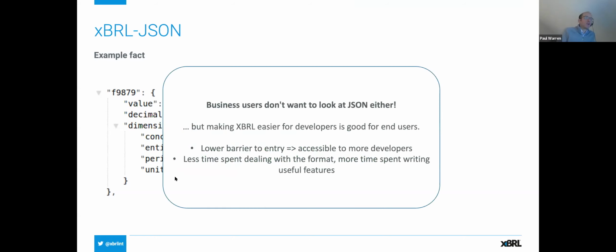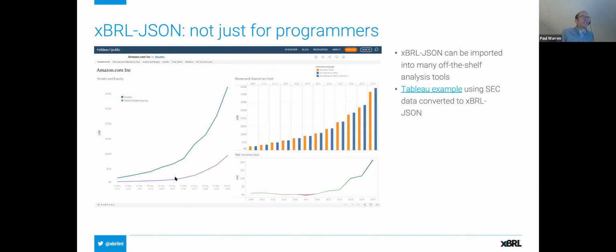But as I say, business users don't want to look at JSON either, but making XBRL easier for developers is good for end users too. By lowering the barrier to entry, we make XBRL data accessible to more developers. And also for developers, less time spent dealing with the XML format means more time can be spent making their products do useful things like analytics. And speaking of which, xBRL-JSON has benefits not just for developers.